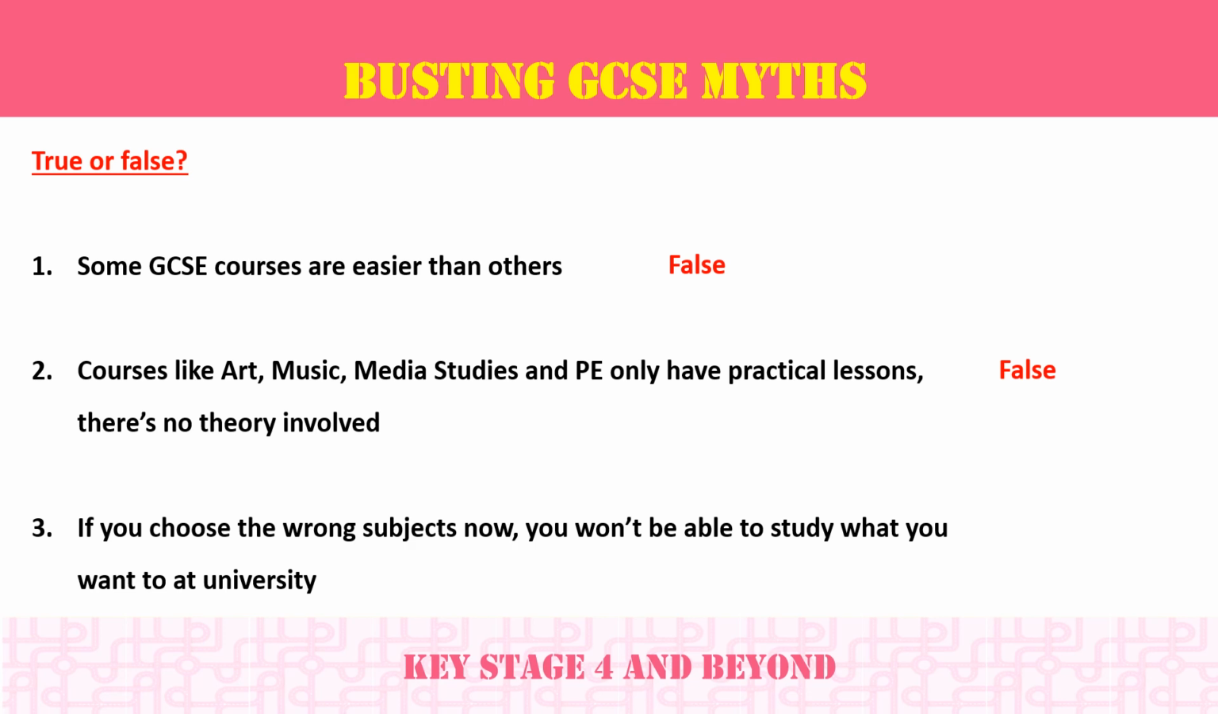And the third one, if you choose the wrong subjects now, you won't be able to study what you want at university. That is also false. Whilst it helps to have a good idea of what you might like to study in the future, what you study now won't stop you from studying something later on at university. So hopefully that has busted a couple of common GCSE myths for you.